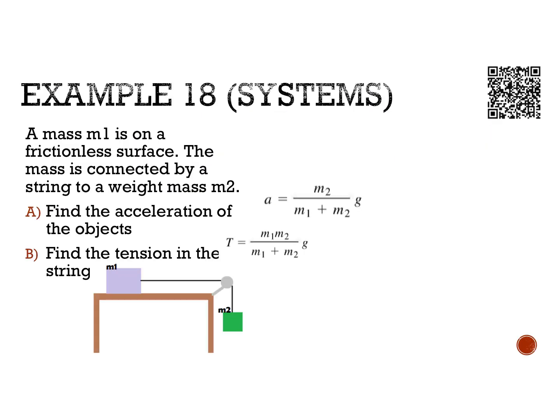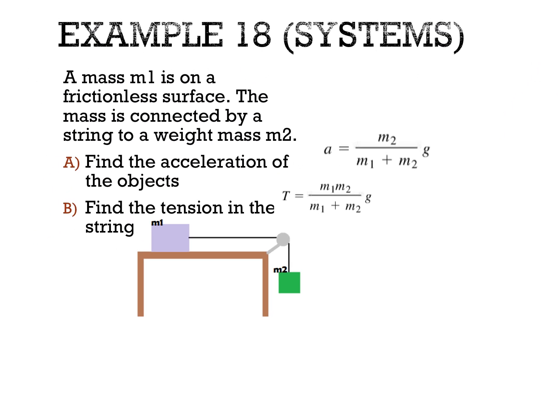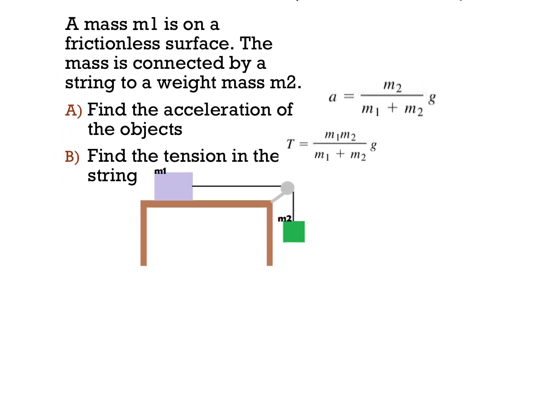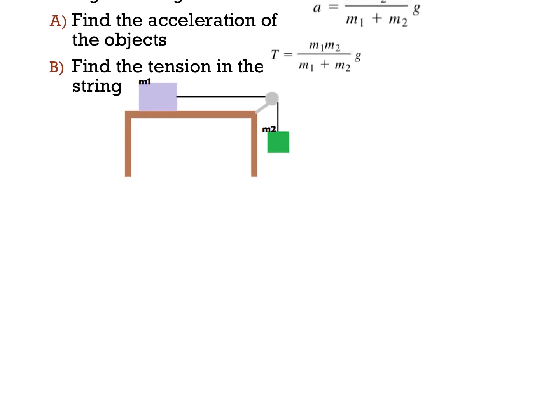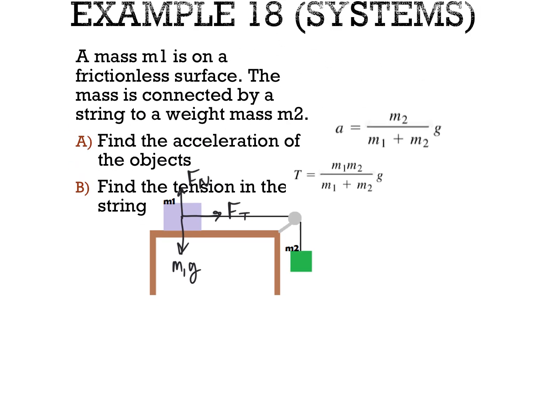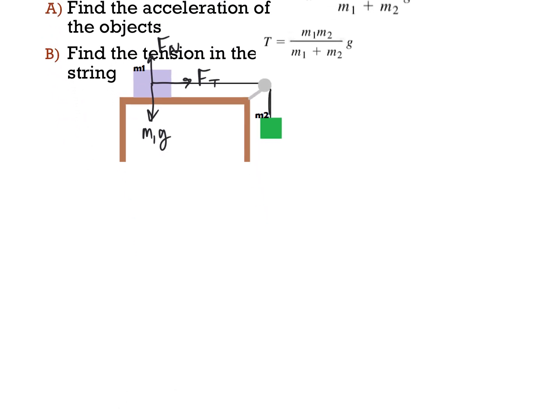Hopefully that makes sense. All right, frictionless mass, we're going to look at these guys, find the acceleration of the objects. This is going to be easy enough. So we're going to do this again. We're going to look first at what are all of my forces. I've got force of tension this way, I've got mass 1 times gravity this way, I've got normal force this way, and frictionless surface, so that's it. So we have force of tension this way, and we've got mass 2 times gravity this way.